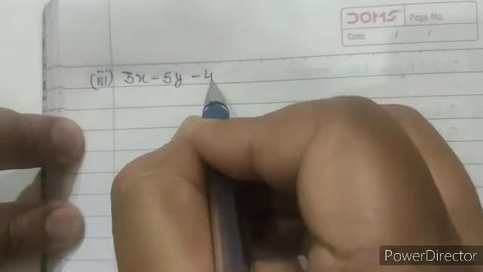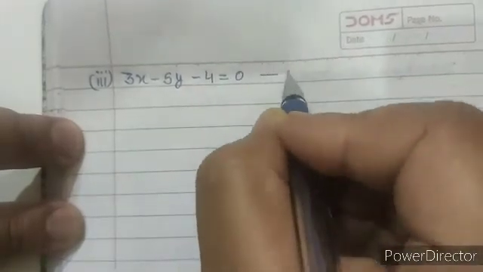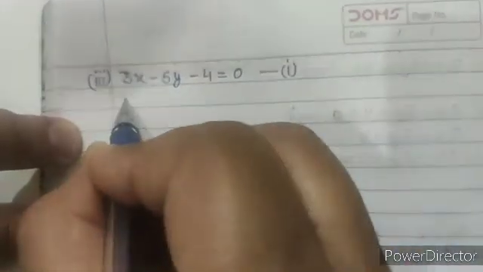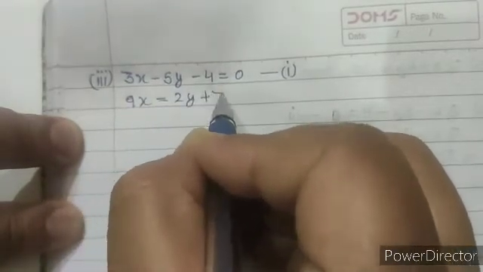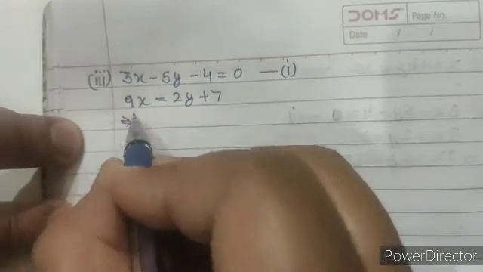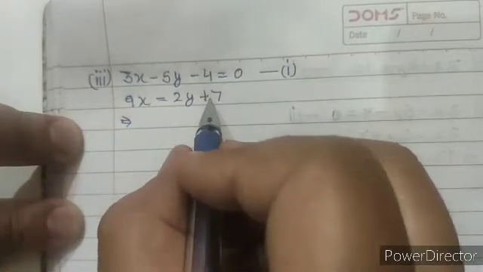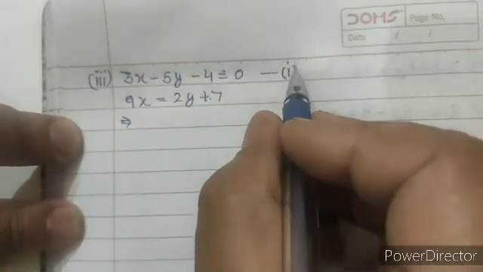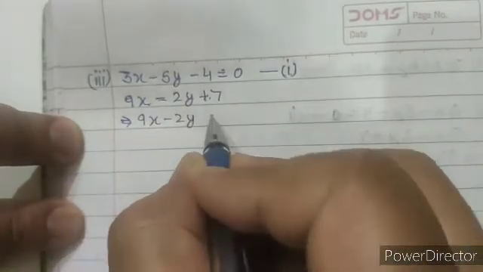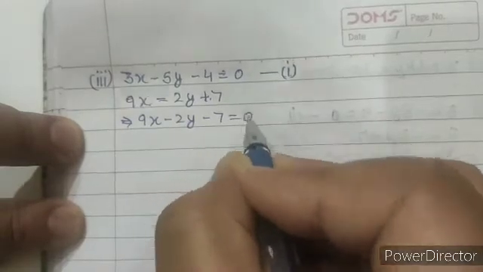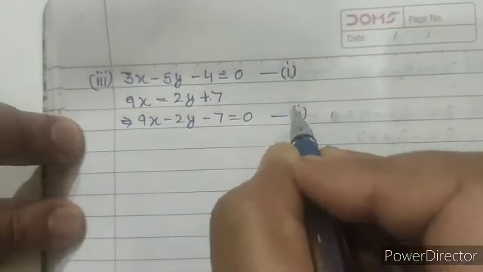Now in third part of question number first, the first equation is 3x minus 5y minus 4 equal to 0. And the second equation given to us is 9x equal to 2y plus 7. Now we will write the second equation in the same form, in the form of the first equation, and that can be written as 9x minus 2y minus 7 equal to 0. This is our second equation.